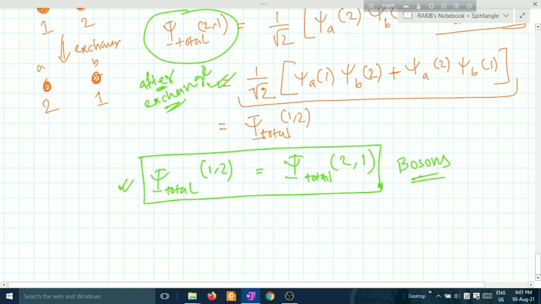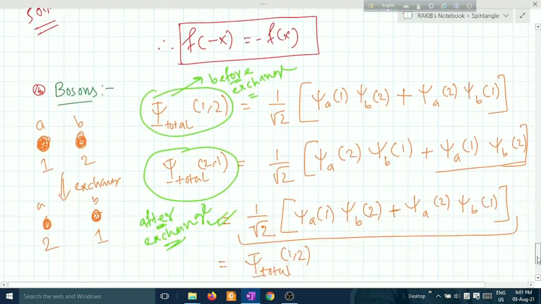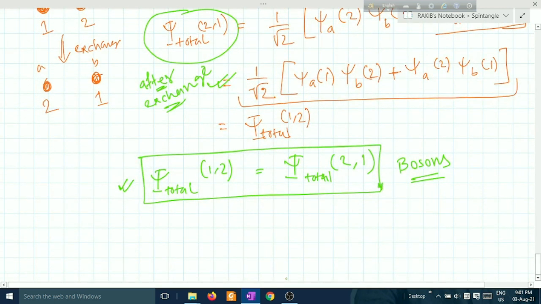Sometimes these questions come directly from the concepts. So this was the lecture on distinguishable particles, indistinguishable particles, and bosons and fermions. Now the lecture will become too long, so I have to stop it.